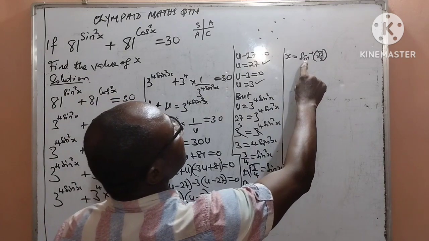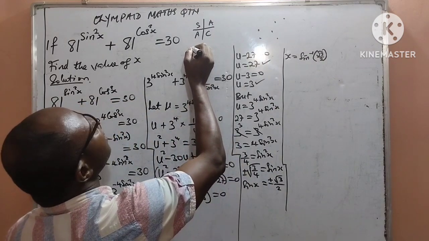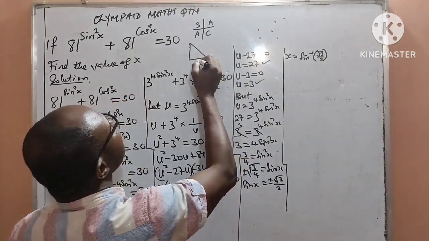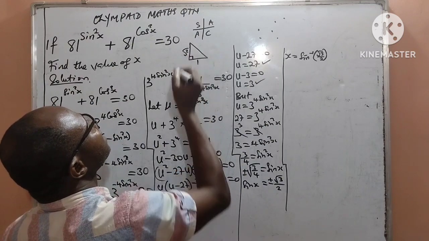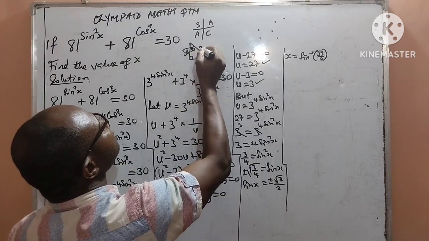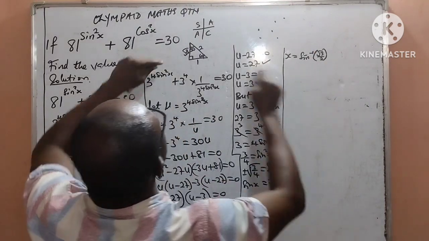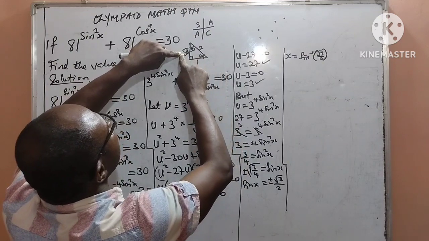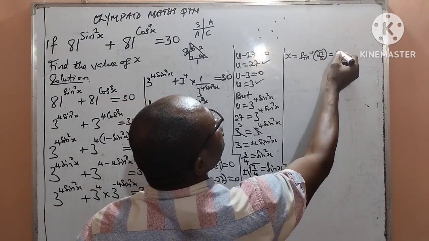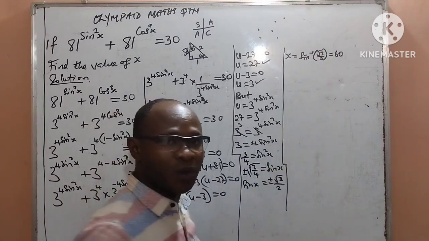How do we get sine inverse of root 3 over 2? Look at this special triangle: here is 1, here is root 3, here is 90, here is 60, here is 30, here is 2. That is called the special triangle. Therefore, for root 3 over 2, sine 60 is opposite over hypotenuse, which is root 3 over 2. Therefore, the value here should be equal to 60. Sine inverse of root 3 over 2 is equal to 60.